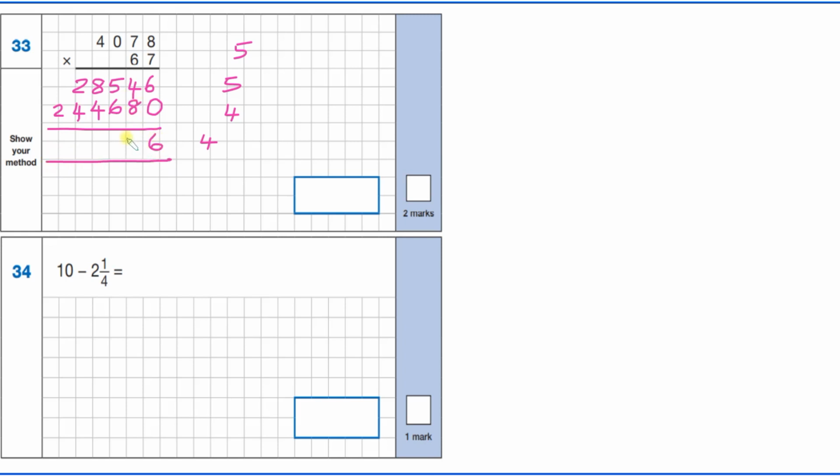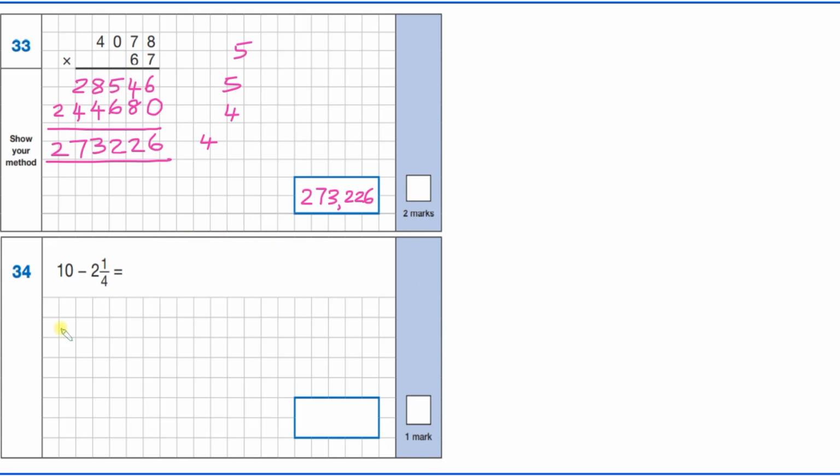6, 8 plus 4 is 12. 1 remaining. 1 plus 5 is 6 plus 6 is 12. 1 remaining. 1 plus 8 is 9 plus 4 is 13. 1 remaining. 1 plus 2 is 3 plus 4 is 7 and a 2. That is the answer. 273,226. That is the answer.